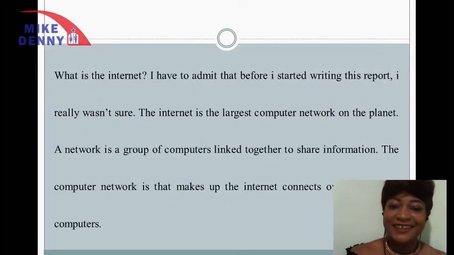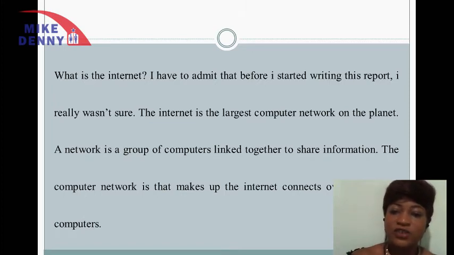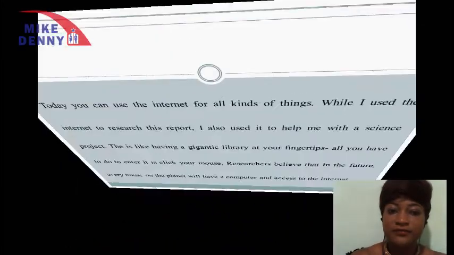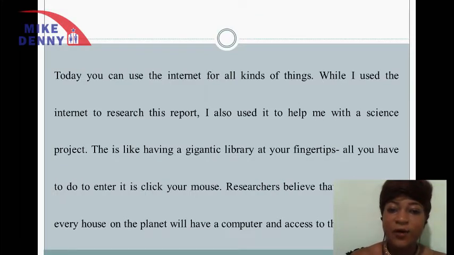What is the internet? I have to admit that before I started writing this report, I really wasn't sure. The internet is the largest computer network on the planet. A network is a group of computers linked together to share information. The computer network that makes up the internet connects over 20 million computers. Today, you can use the internet for all kinds of things. While I used the internet to research this report, I also used it to help me with a science project. This is like having a gigantic library at your fingertips.